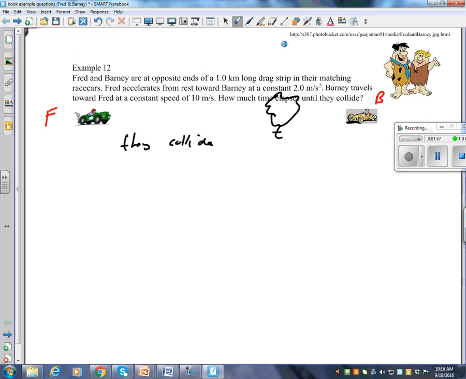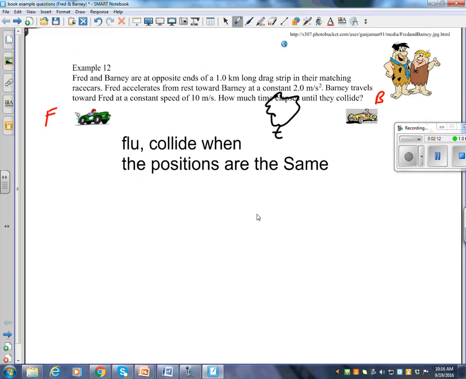So, they collide when the positions are the same. They collide when their positions are the same.